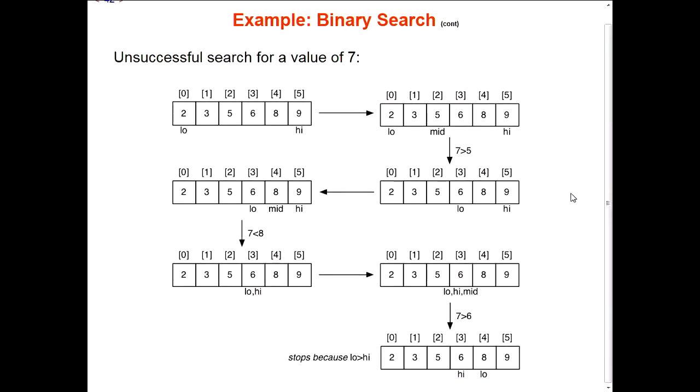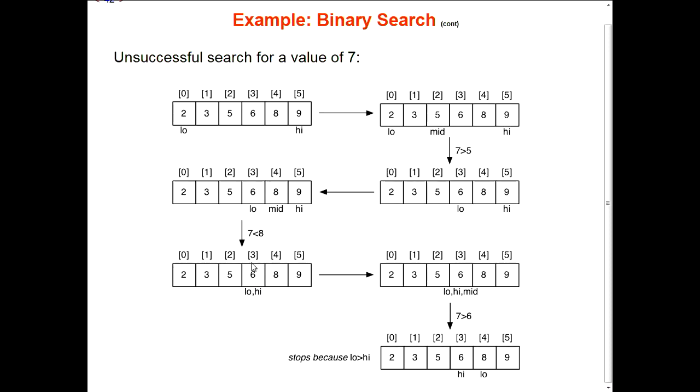Let's look at an unsuccessful search. Suppose we're looking for 7. As you can see, 7 doesn't occur in that array. We start with the middle element 5. 7 is greater than 5, so we are looking in that second half. The middle element here is 8. 7 is now smaller than 8. So we are looking in that very reduced array.